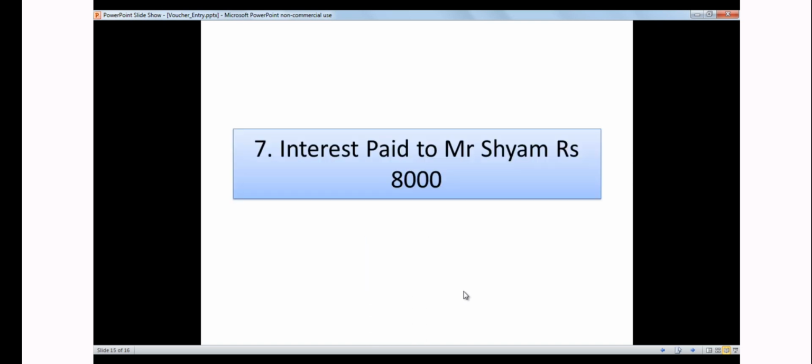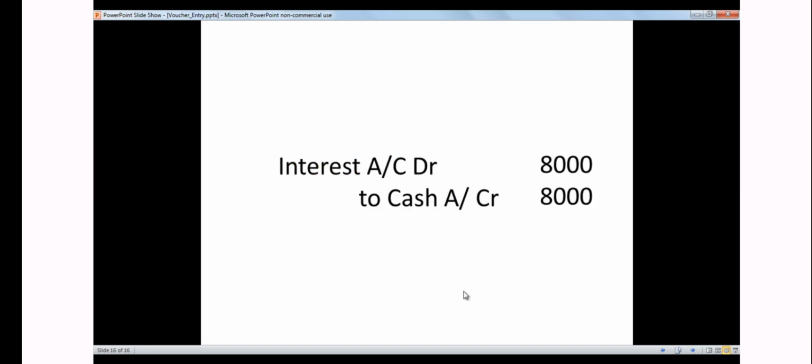Now the final statement is interest paid to Mr. Shyam rupees 8,000. Here interest has been paid, so this means this is an expense. Now here it has not been mentioned whether it is paid in cash or whether it has been paid by check. So if it is not mentioned, by default it is a cash transaction. So the entry is going to be, because interest is an expense, it falls under debit. So the entry is going to be interest account debit to cash account credit.